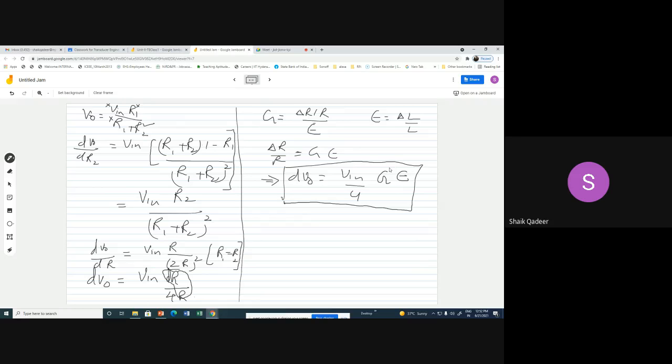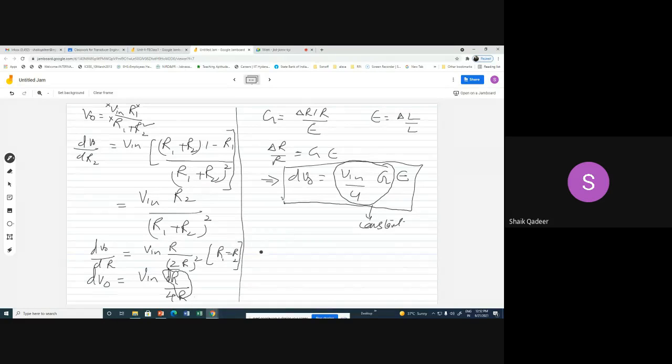So these things are constant. You see, the change in output voltage is directly proportional to applied strain. Hope it is clear to everybody? So with the help of potentiometer, we are getting a relation like this. The change in output voltage is one fourth of input voltage into G into epsilon.